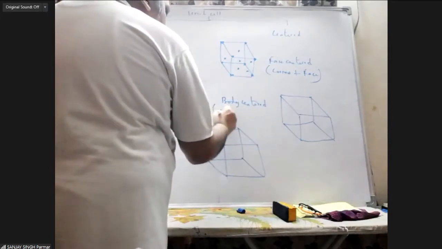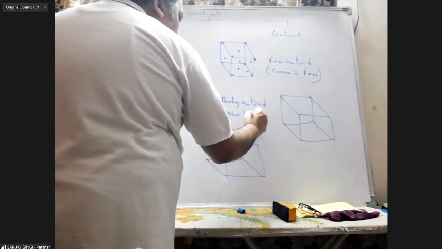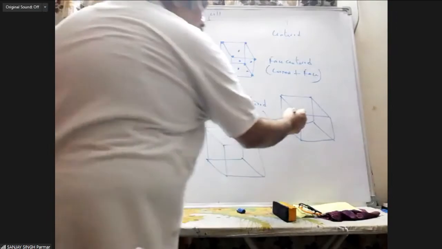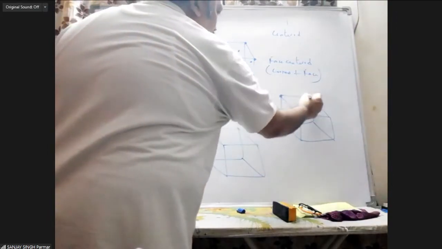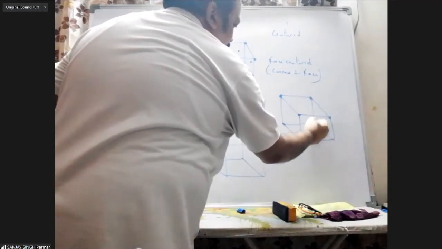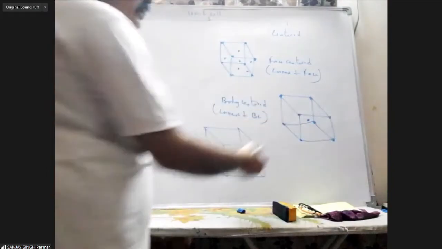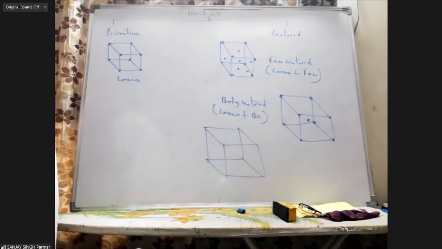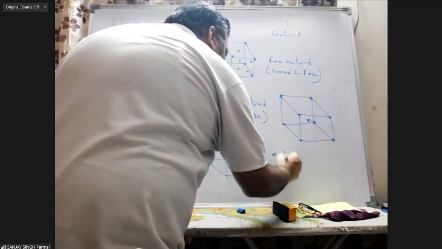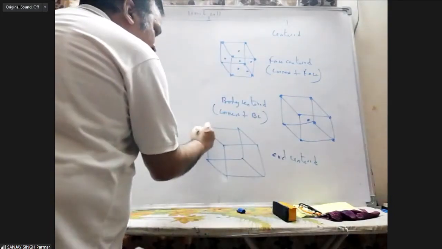Body centered means points are there at the corners. In addition to the corners, a point is there at the body center also. This is the points there at the corner. In addition to the corner points, one point is there exactly in the center of a body and therefore called a body center. The last one is called end centered.